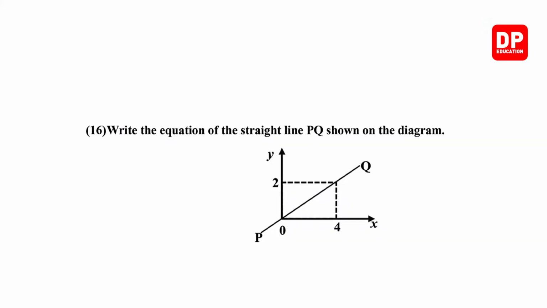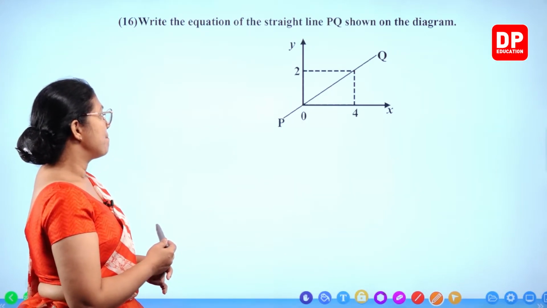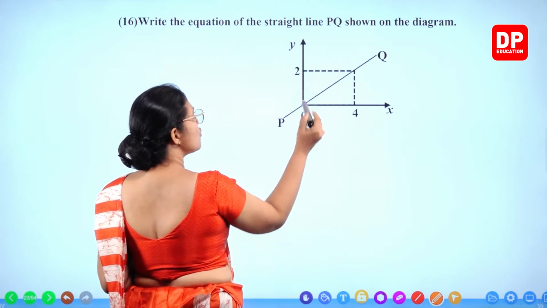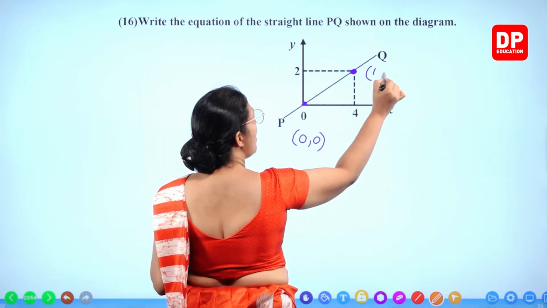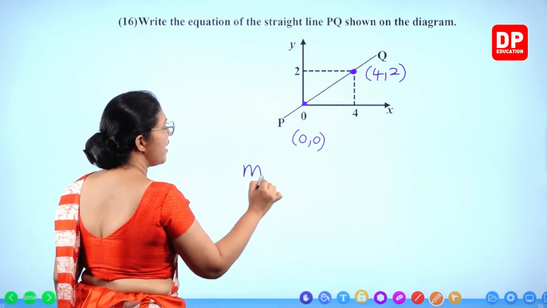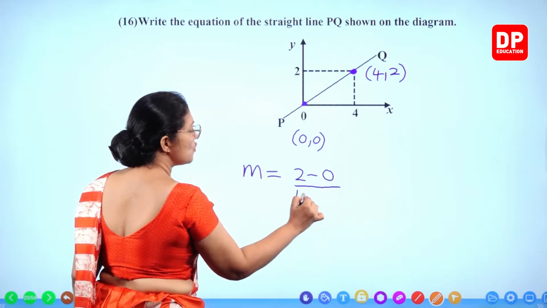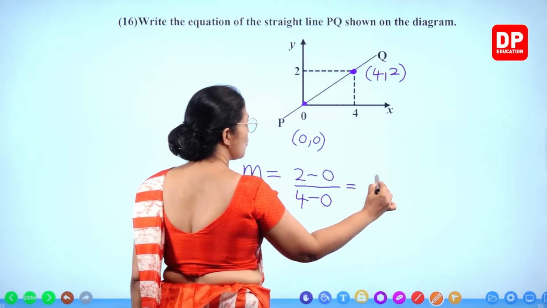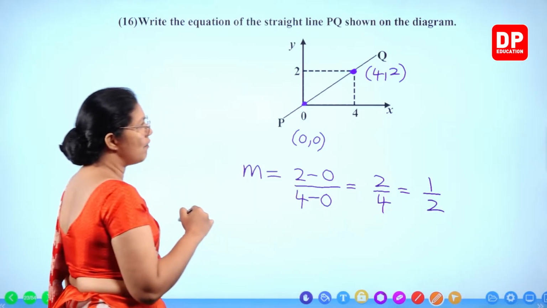Question number 16. Write the equation of the straight line PQ shown on the diagram. So what is the gradient of that line? We can see it passes through the (0, 0) point and this point is the (4, 2) point. So first we'll find the gradient: difference between y coordinates over difference between x coordinates. So you get 2 over 4, or when you simplify, you get half.